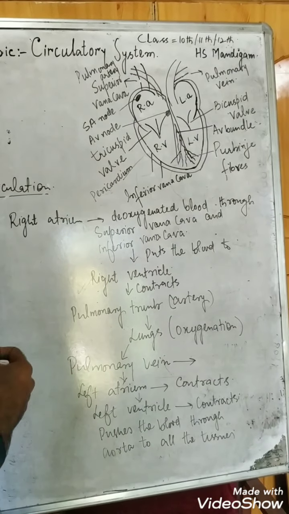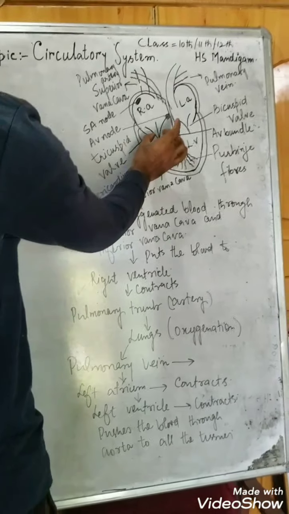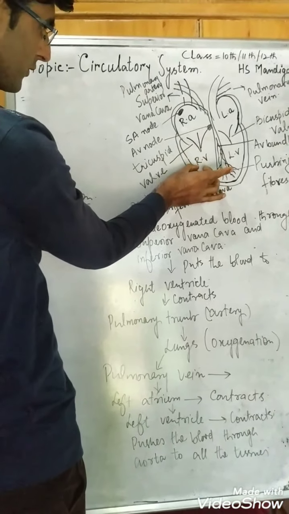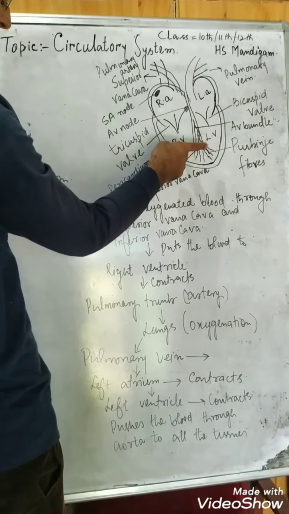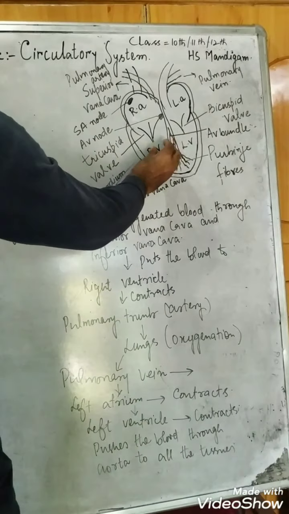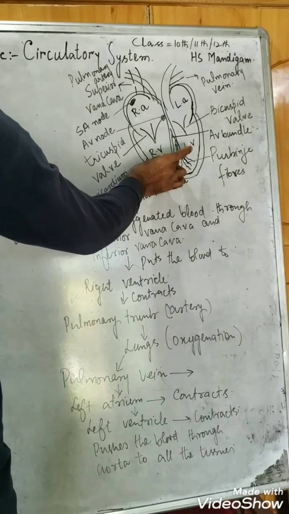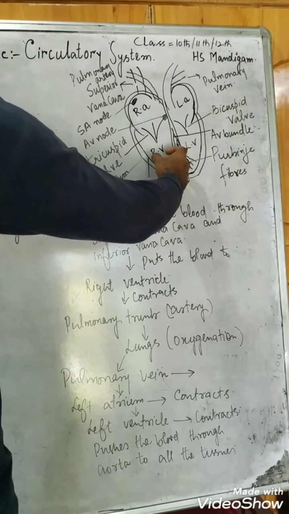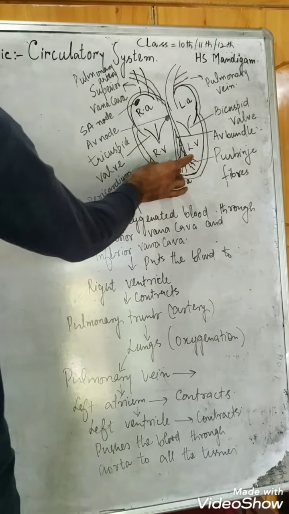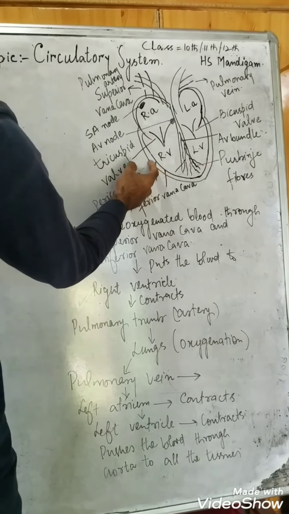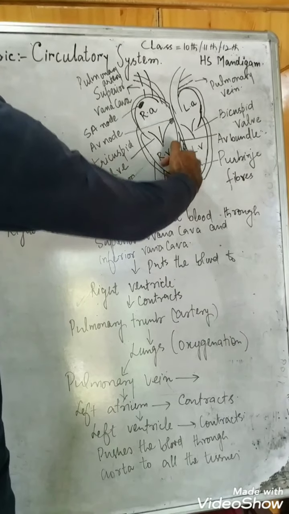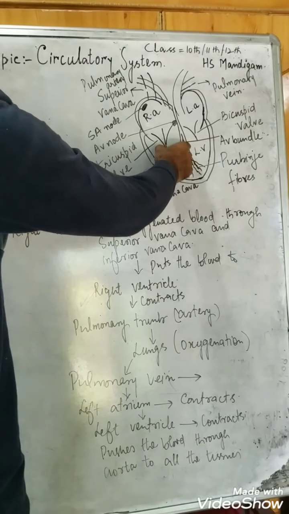Then once it contracts, the tricuspid valve opens and the blood rushes into the right ventricle. Once the blood rushes into the right ventricle, the right ventricle also contracts. Once this ventricle contracts, it will push the blood through the pulmonary trunk, and the tricuspid valve at that time will get closed. And here you will find the pulmonary semilunar valve that will open, and the blood will be released from the right ventricle.